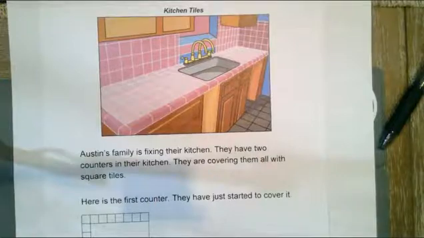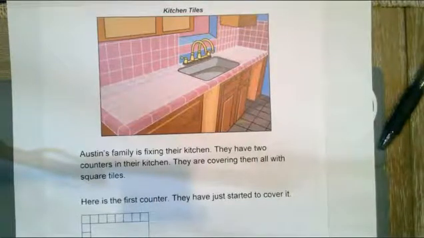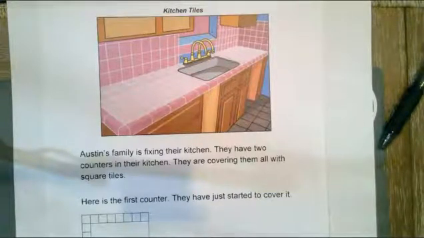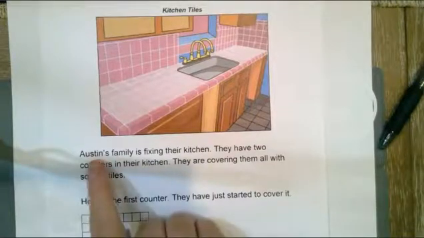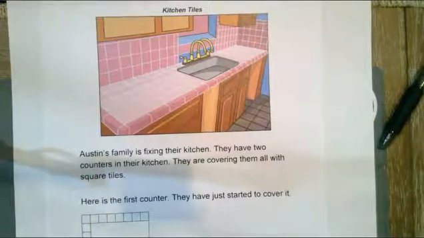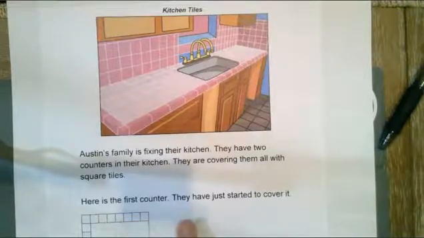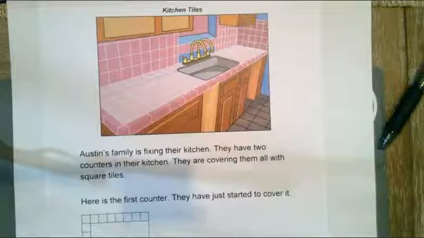Okay, I'm going to read the story again. Now that we understand what it's all about, let's talk about the different quantities in this story. So what are the numbers in this story and what are their units? I'm going to read it again. Austin's family is fixing their kitchen. They have 2 counters in their kitchen. They are covering them all with square tiles. Here is the first counter. They've just started to cover it.